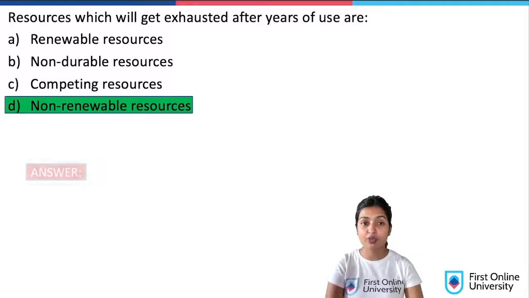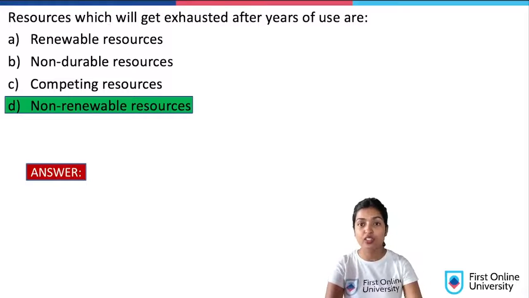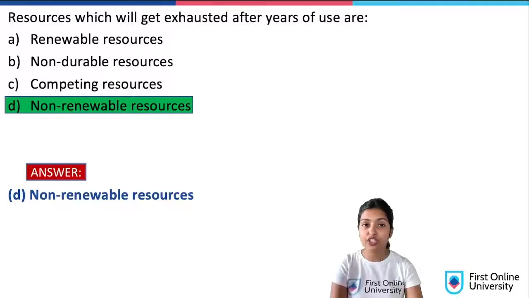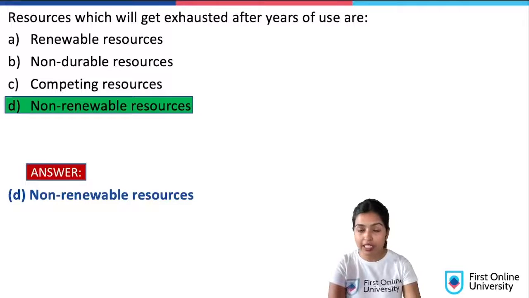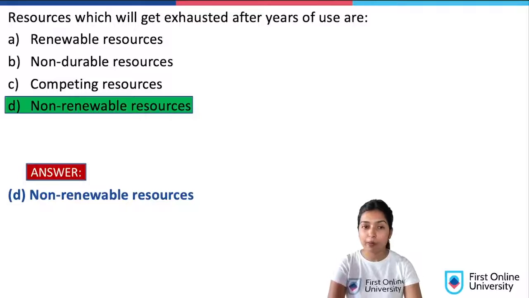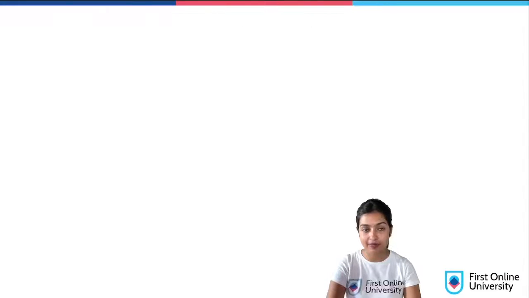A. Renewable resources are those that will not get exhausted after multiple uses. They are natural resources. Then you have non-durable resources that do not stay for a very long time. Their durability is very less. Competing resources are nowhere related to the question. So the option that we are left with is D.